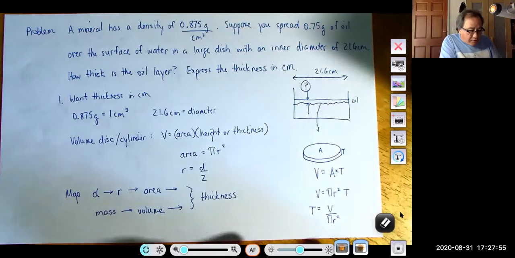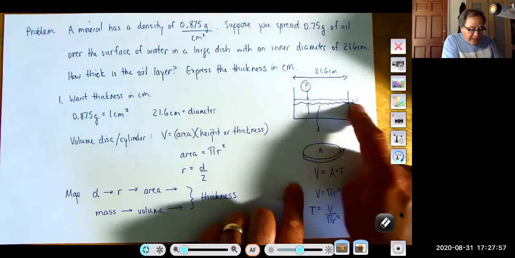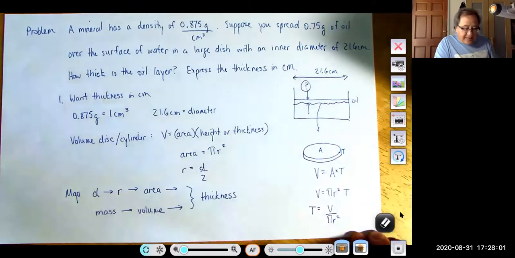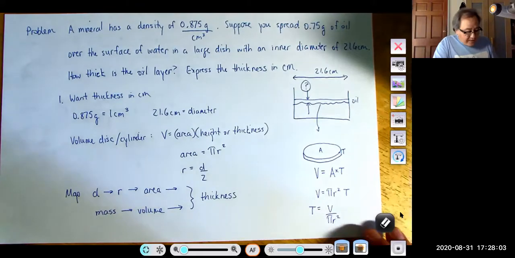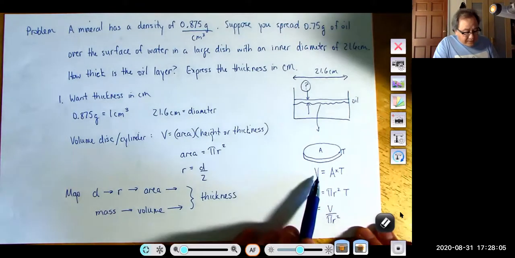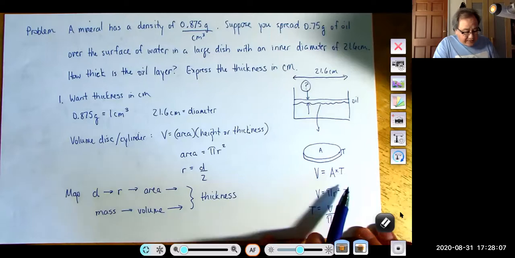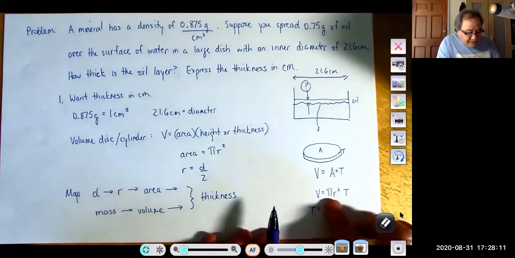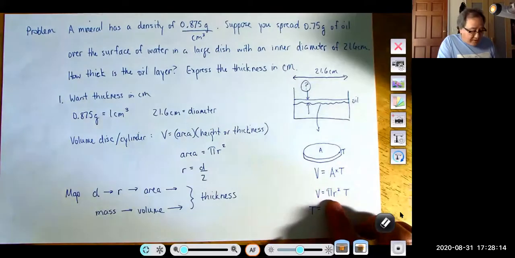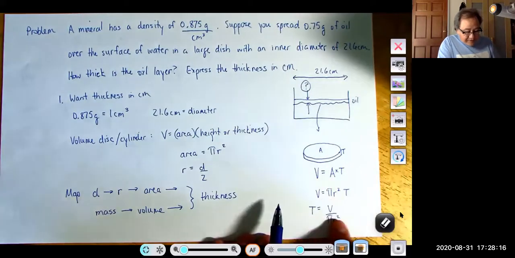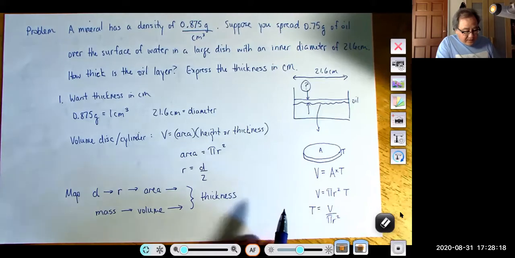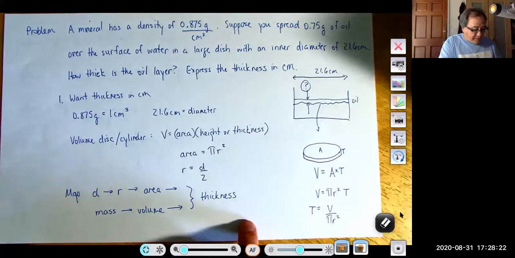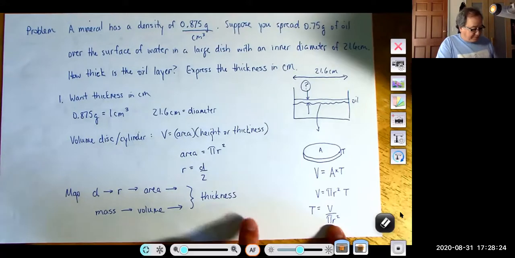So here I've redrawn that oil as a disc where the thickness is on the side and the area is on top. Now for this disc, the volume is the area times the thickness. Now, what is the area of a circle? It's pi r squared. And so we could figure out the thickness by getting the volume and dividing by pi r squared. So these are things that we would like to know: what is pi r squared and what is the volume? Okay?